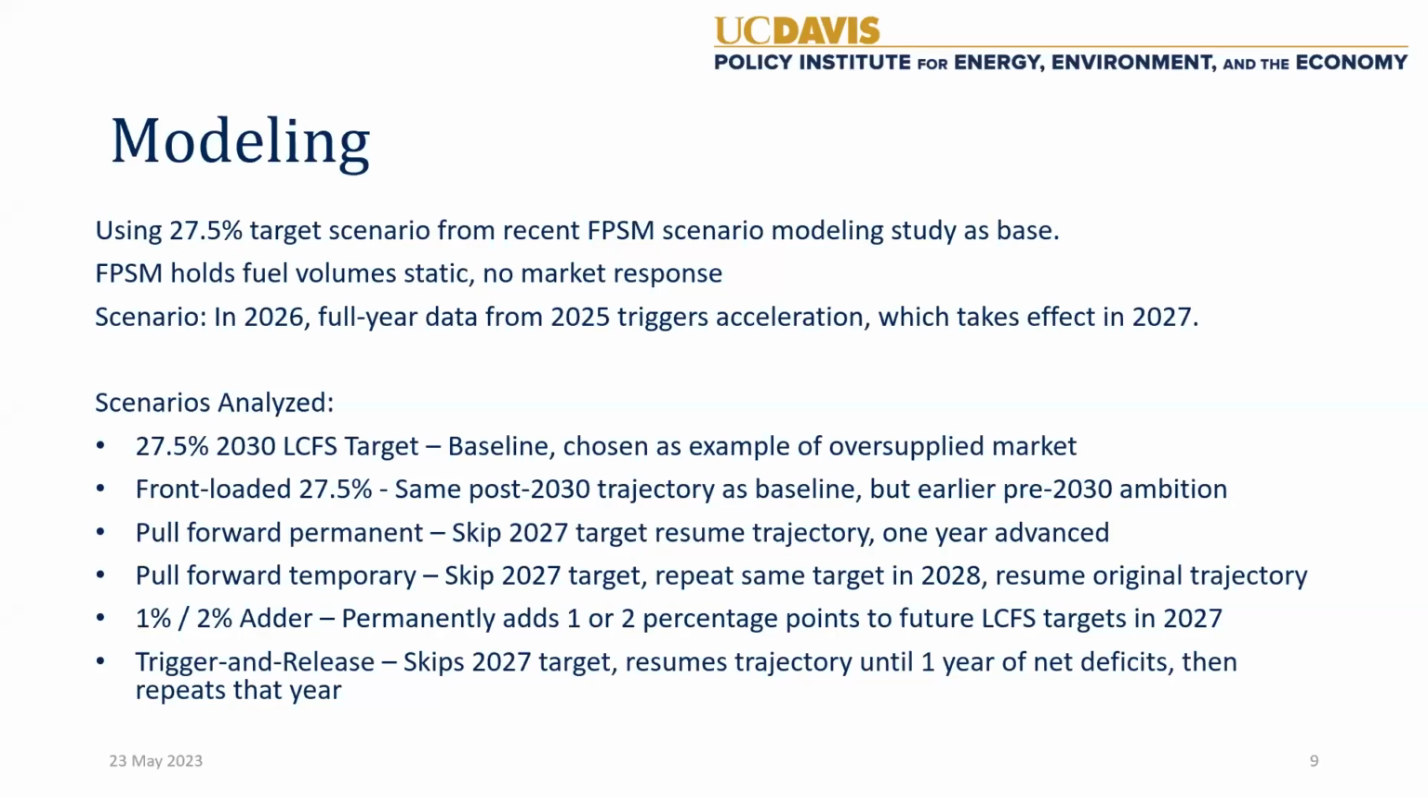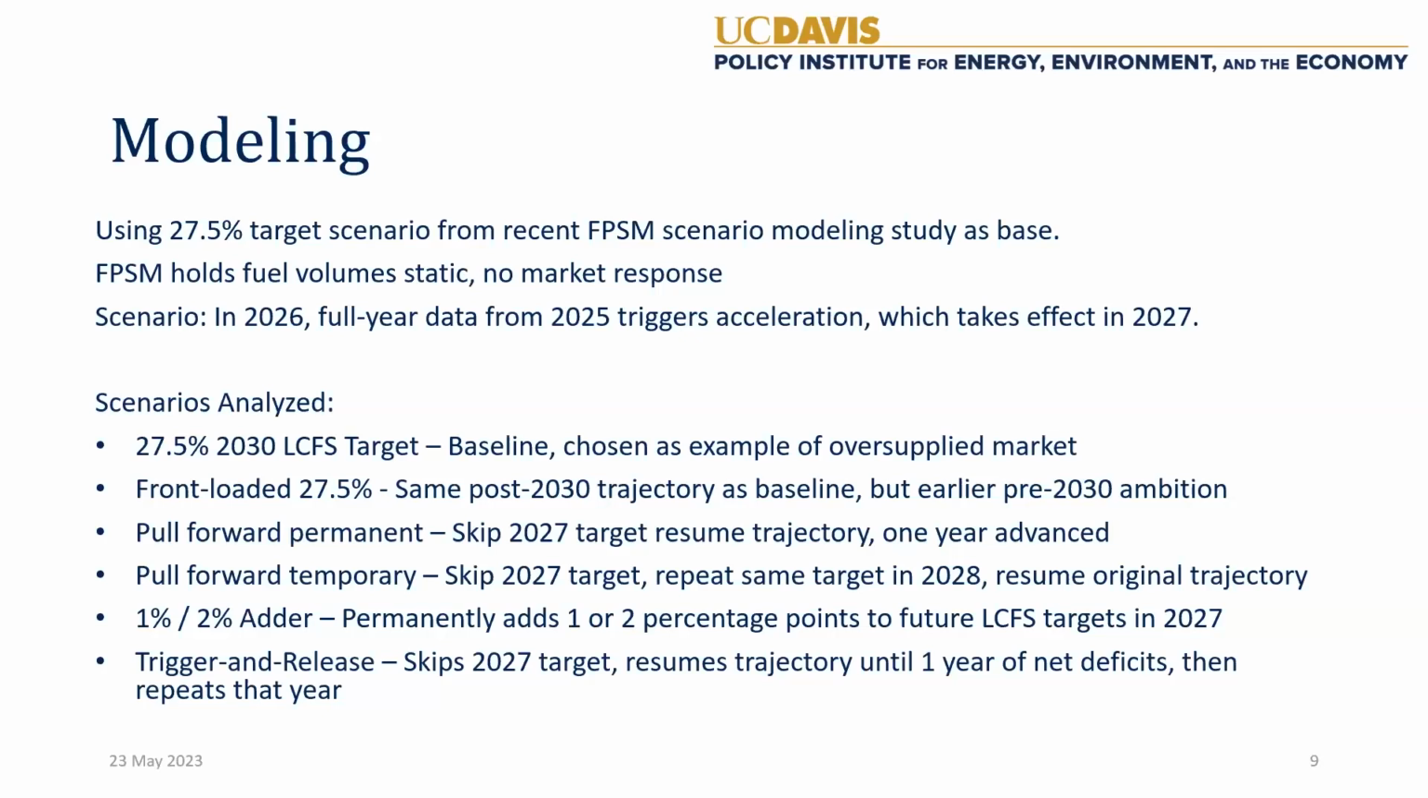And in every case, the scenario is in 2026, as soon as the full year data from 2025 is observed, it's noted that the target mechanism is needed. So it takes place in 2027. So 2027 is the first year the compliance schedule is actually altered as a result. So the scenarios we looked at: our baseline scenario.